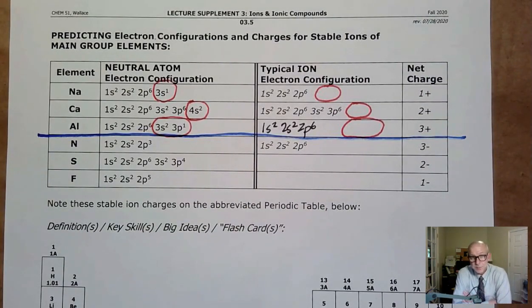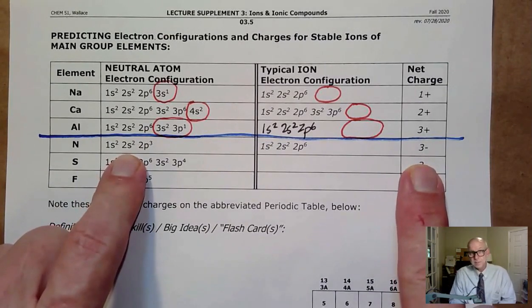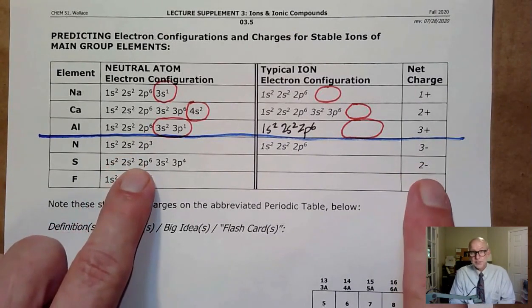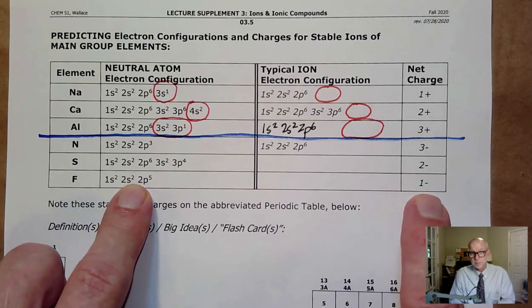Now these next 3 atoms don't form cations, they form anions. So I'm showing you nitrogen becomes 3 minus because it gains how many electrons? 3. Sulfur is going to gain 2 electrons. Fluorine is going to gain 1 electron.